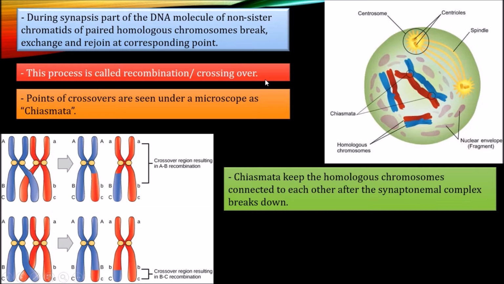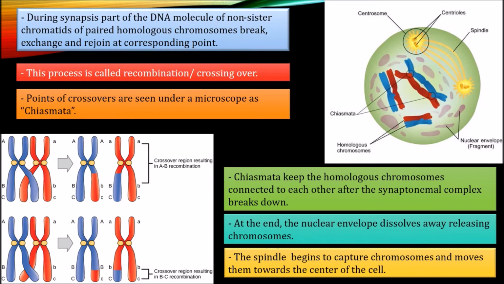At the end of prophase 1, the nuclear membranes dissolve away, releasing the chromosomes. After crossing over, the spindle begins to capture chromosomes and moves them towards the center of the cell.